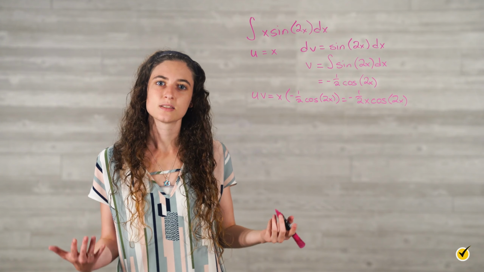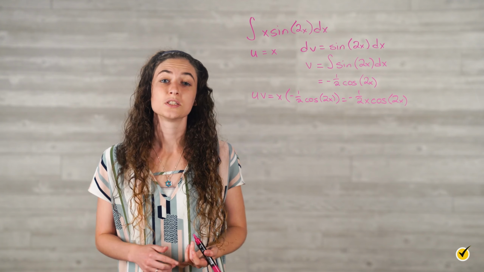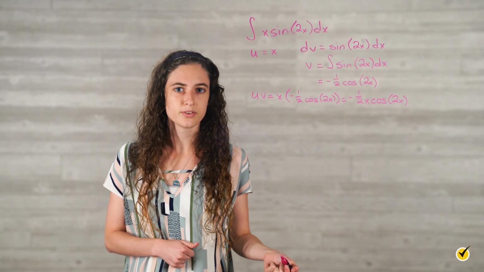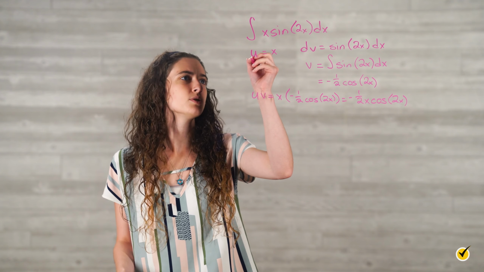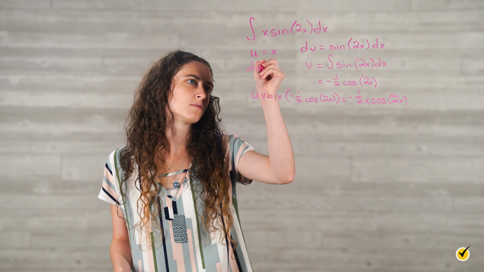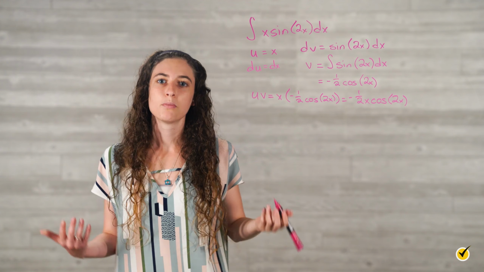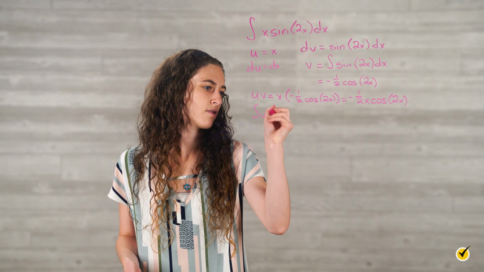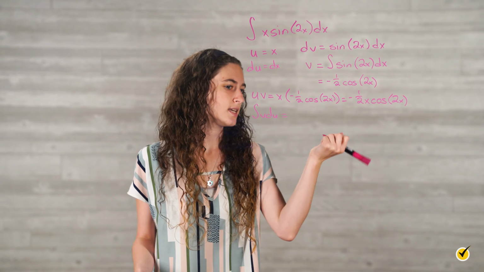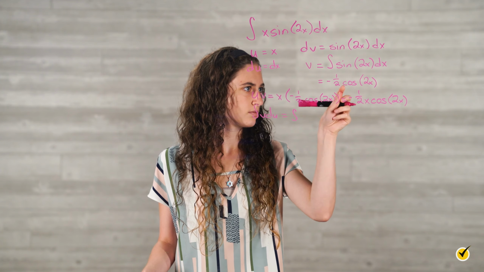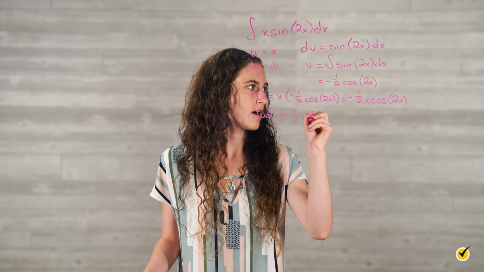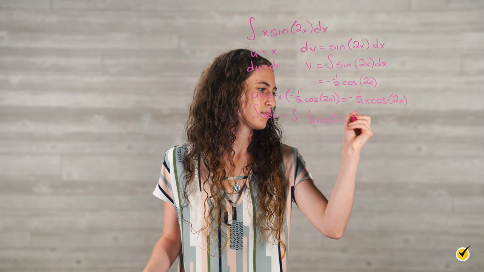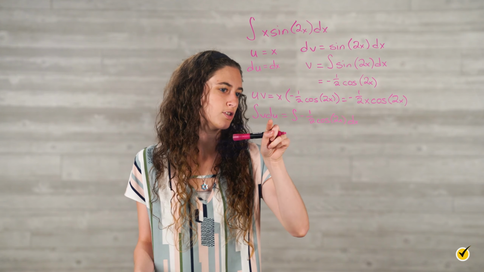To find the last piece, the integral of v du, we need to compute du and then integrate. The derivative of u is the derivative of x, which is 1. So du is equal to dx. Putting this together, the integral of v du is equal to the integral of negative 1/2 cosine of 2x dx, because that's our du part.